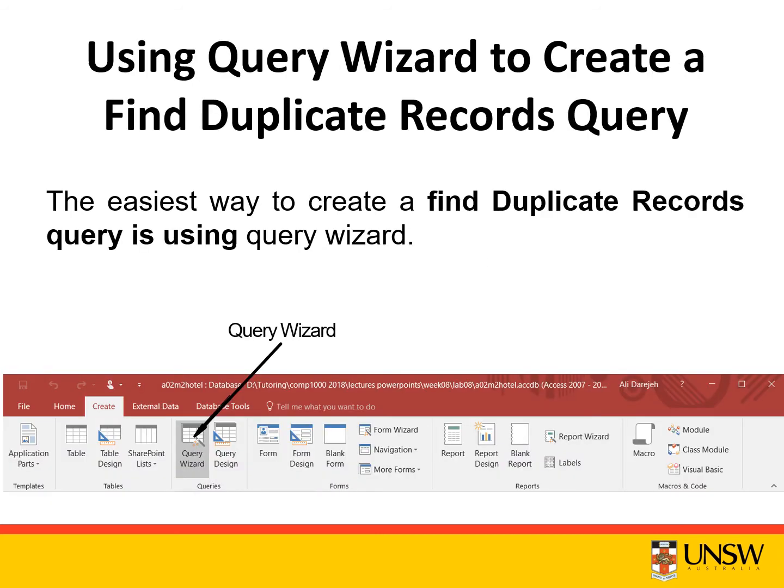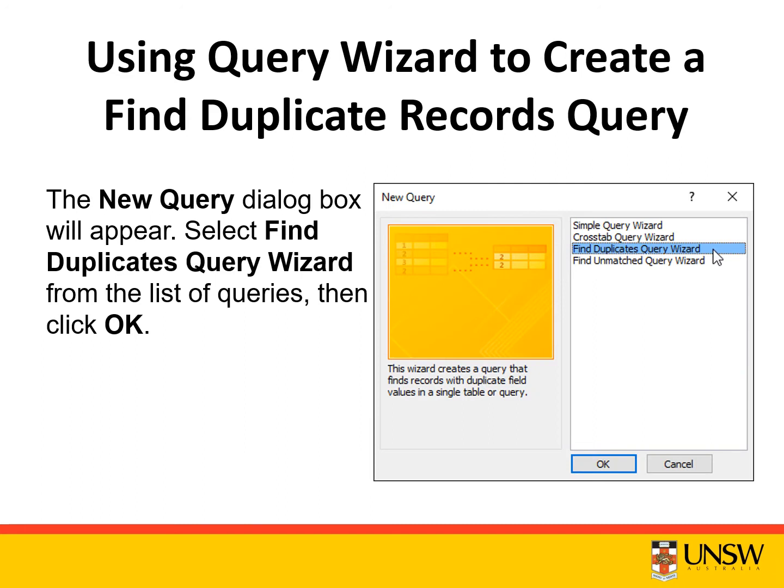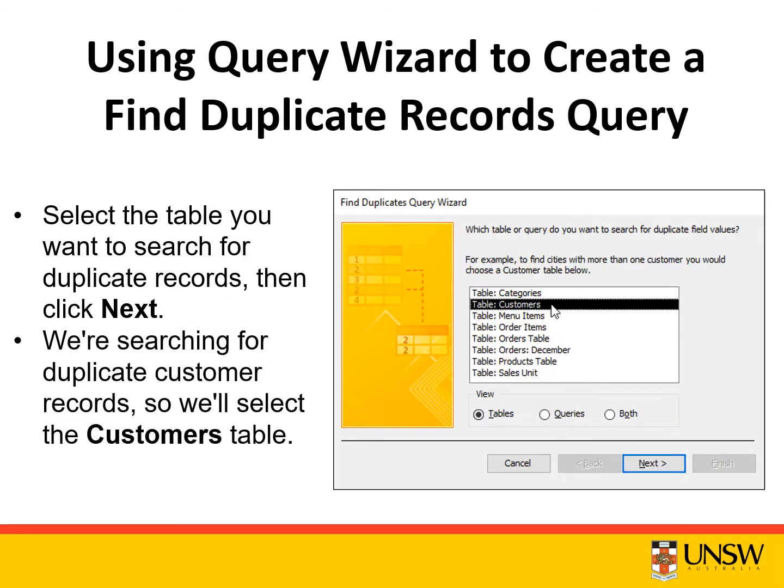In order to create a Find Duplicate query, go to the Create tab and click the Query Wizard. In the New Query dialog box, click Find Duplicate Query, then click OK. From the list of tables, select the table that you want to use and click Next. For example, here we selected Customers table to find the customers who are entered twice or more.